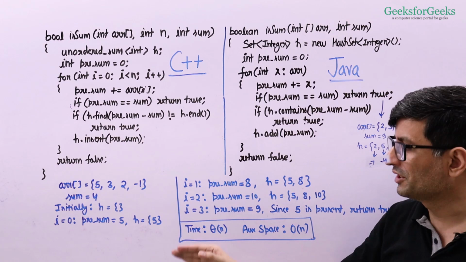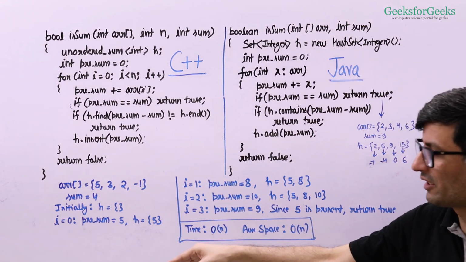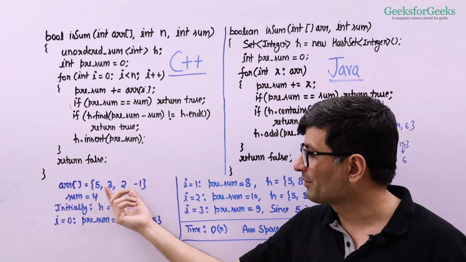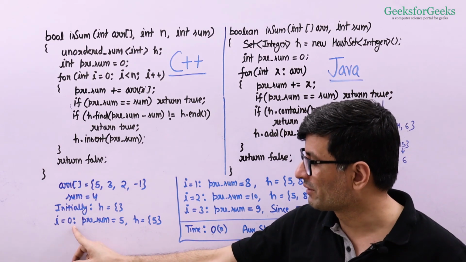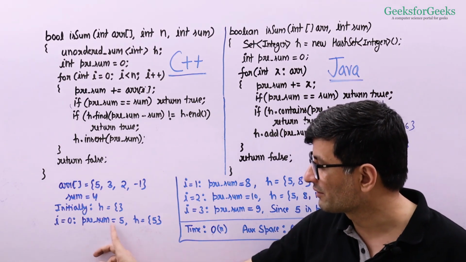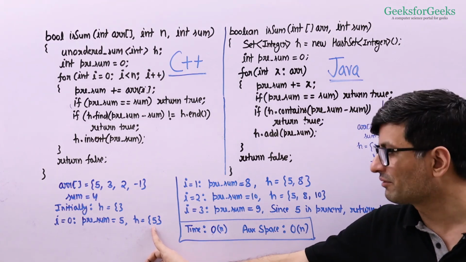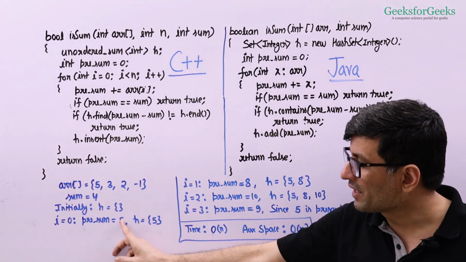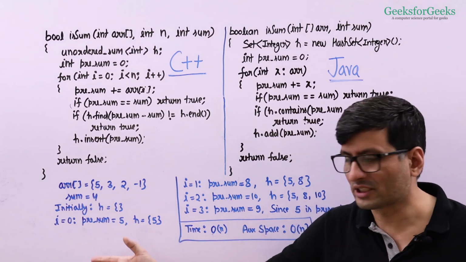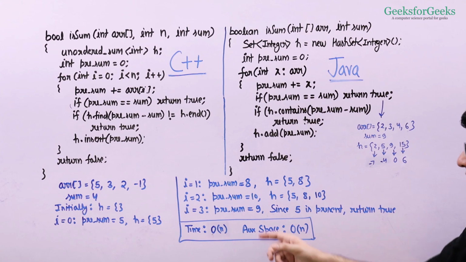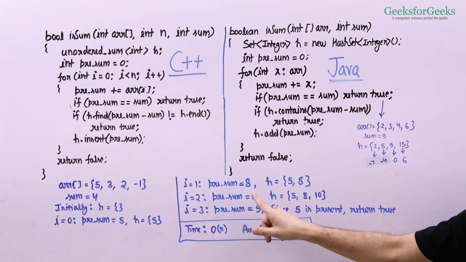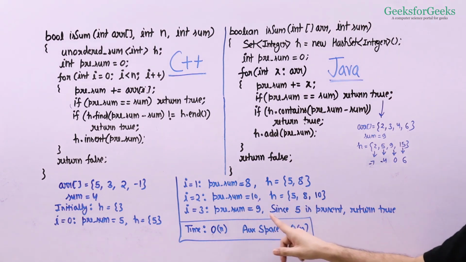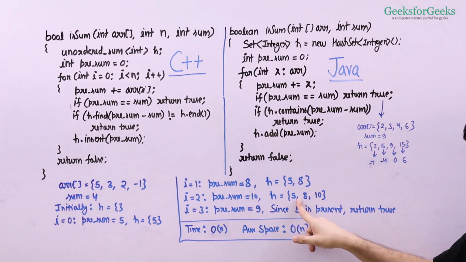So if you see the run, we have already discussed one dry run. Let's see one more example. 5, 3, 2, minus 1. We initialize the hash table as empty. We begin with i equal to 0. Presum is 5. Hash becomes 5, right? Because 5 minus 4 is not present. So we insert 5. Now 8 minus 4 is not present, so we insert 8. Now 10 minus 4, 6 is not present, we insert. Now 9 minus 4, 5 is present. So at this point we return true, right?